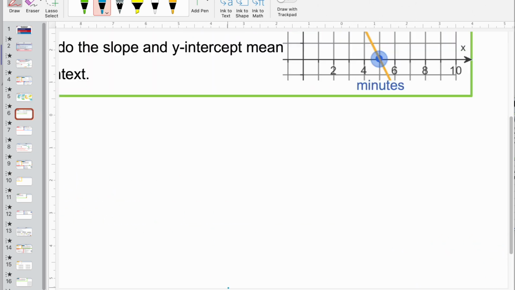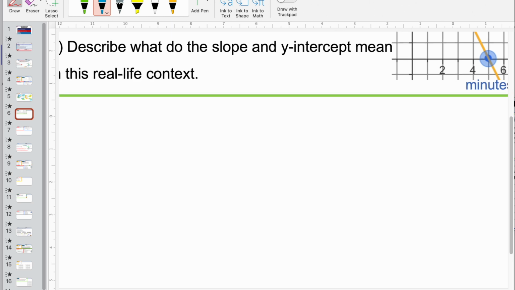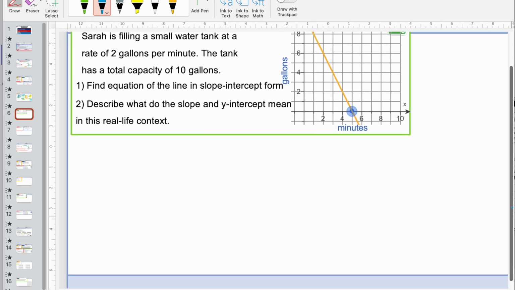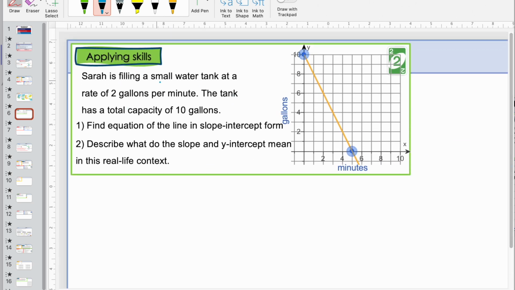Let's go to the application. Here we have a word problem that is saying Sarah is filling a small water tank at a rate of 2 gallons per minute. The tank has a total capacity of 10 gallons. This is the total amount.